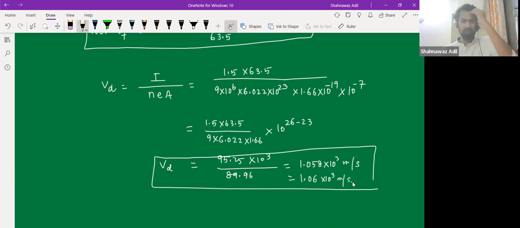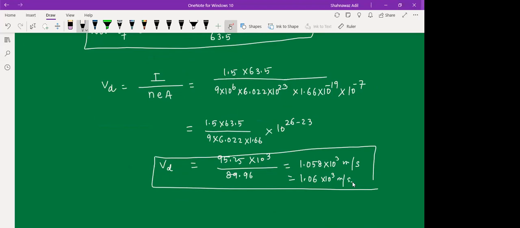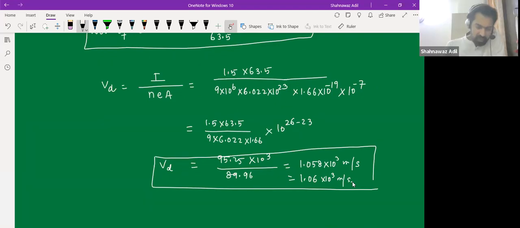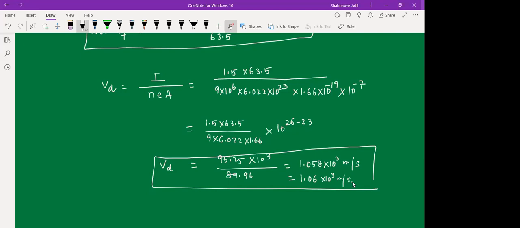So did you do this problem in your class? You can check that. No, sir. Yeah. So did you note down this part? Yes. Good. So now we have completed.